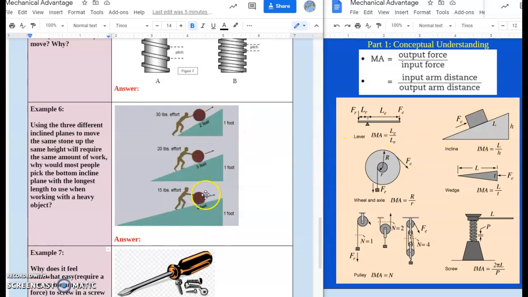So here we have 3. Take a look at it and think about why this one is the easiest and why this one is the hardest.